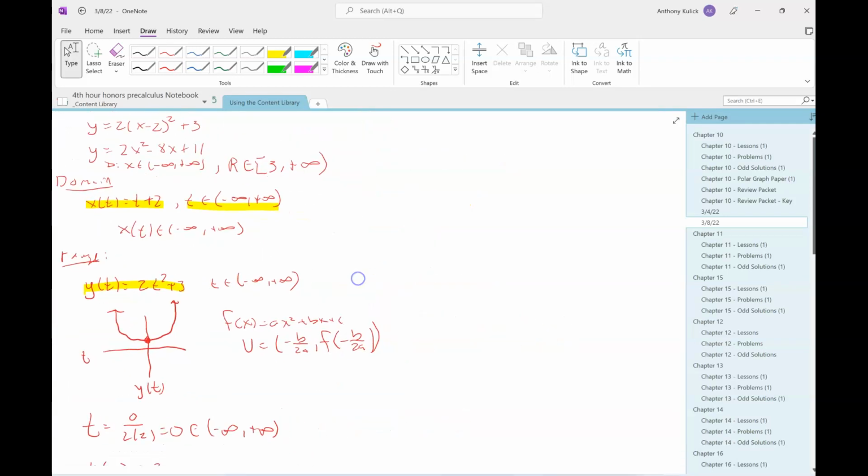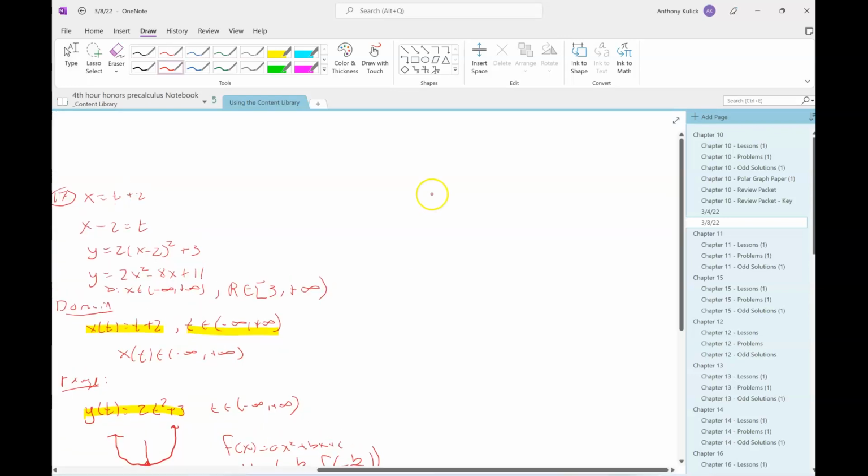Okay, actually, I'll just move this over. I got the problems over here in my packet. All right. And so I'm going to skip the eliminate the parameter step because you said that you don't need that.